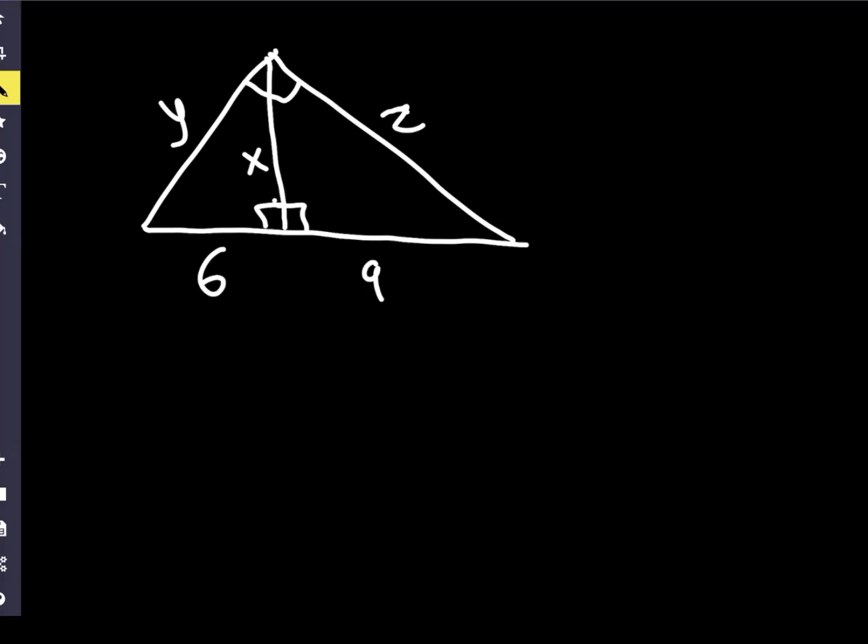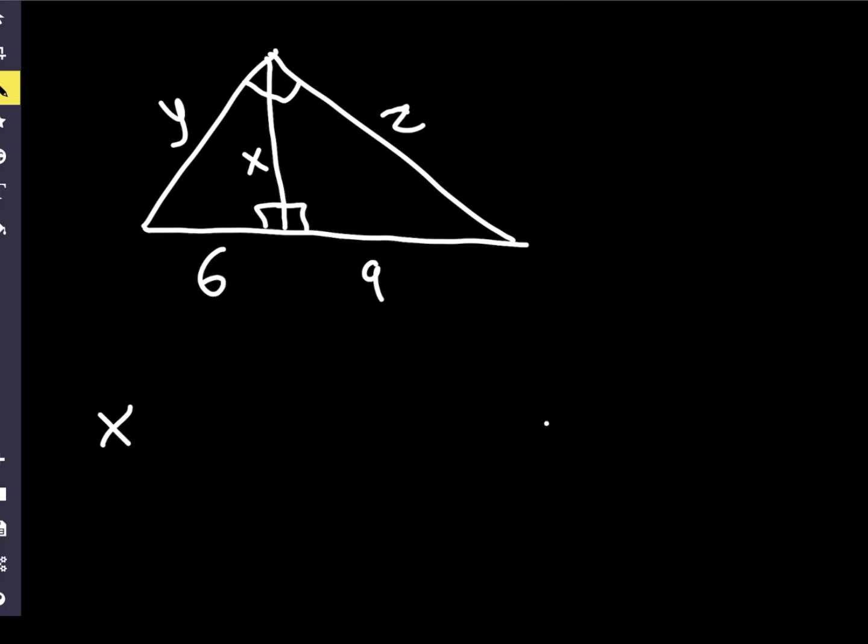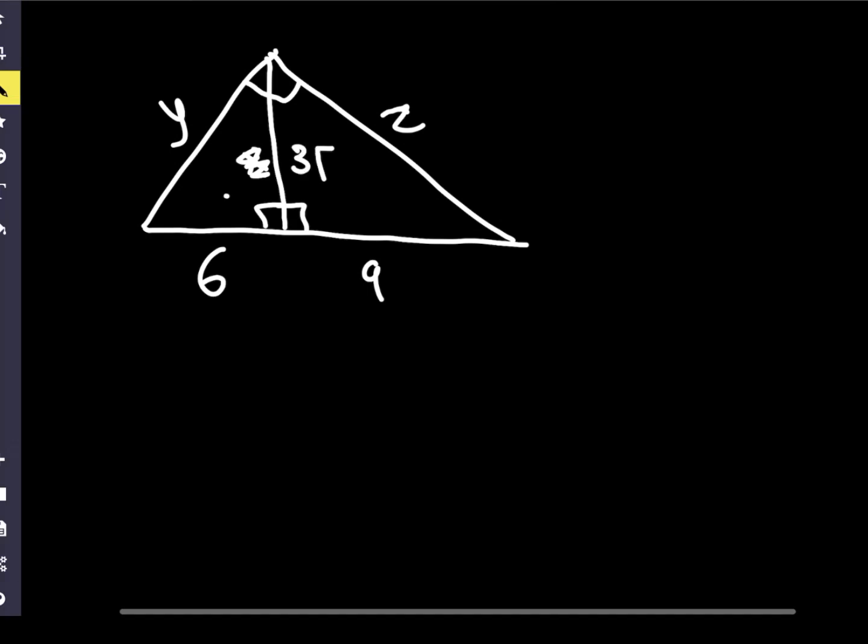X looks like the easiest to go. The geometric mean, or the length of X, is going to be equal to the square root of part times part, okay? Part by part. And this is going to equal 3 radical 6. Okay, so we found X. X is equal to 3 radical 6.